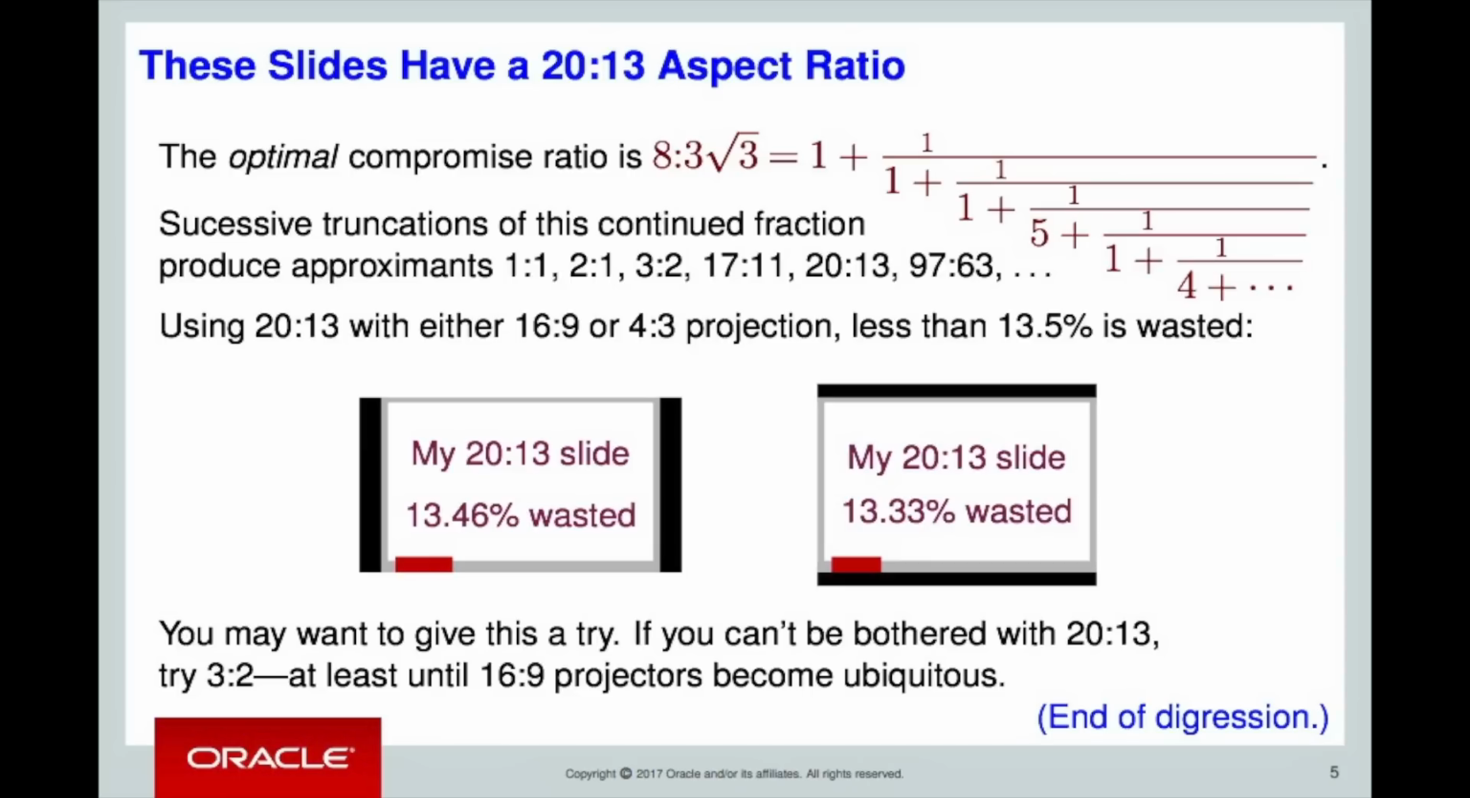The optimal compromise ratio is 8:3√3, and if you take the continued fraction and then truncate it, you get nice integer ratios. 20:13 is accurate within 1%, and it wastes less than 13.5% of the screen, whichever projector you run up against.